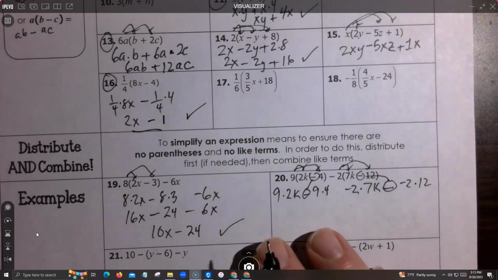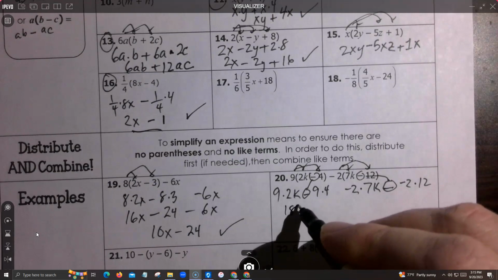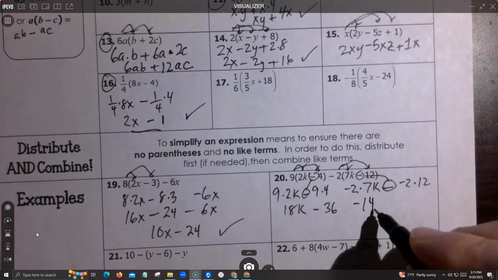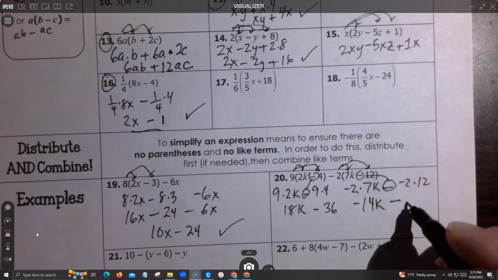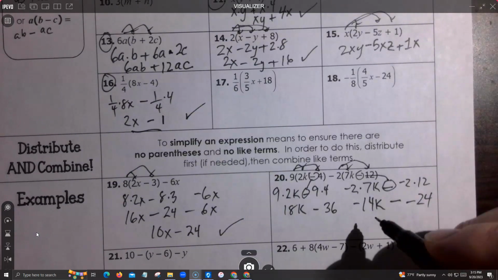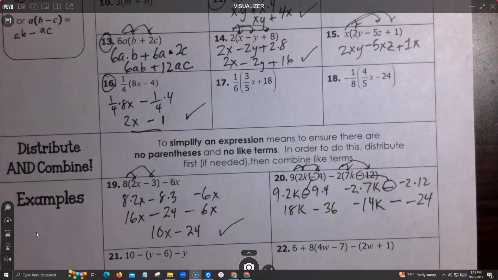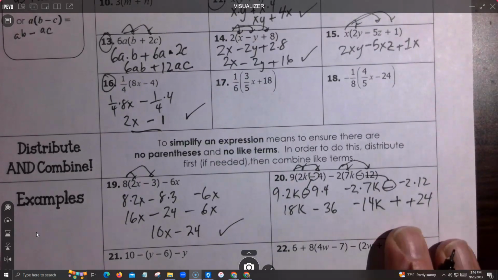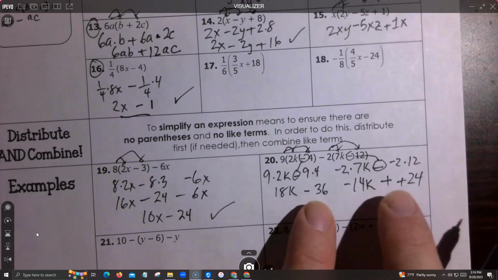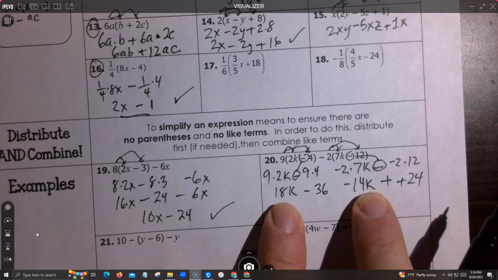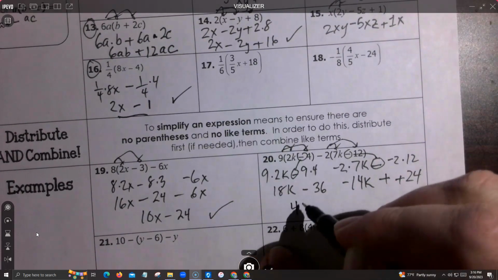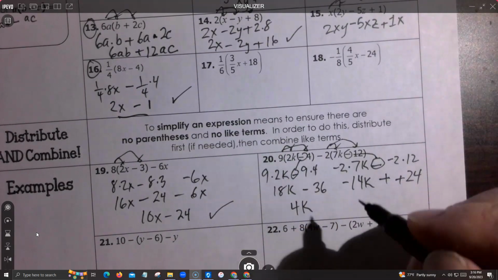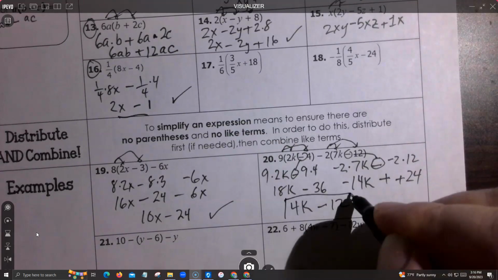Okay. Alright, so here, if I clean that up, I get 18k minus 36, and then I get a negative 14k minus negative 24. So let's see, cleaning this, I'll clean this up. I see two minuses, so make those pluses. All right, so now I'm going to combine like terms again. I have two variable terms and two constant terms. So these two together will give you 4k. The negative 36 and the positive 24 will give you a negative 12. So this is my final answer.